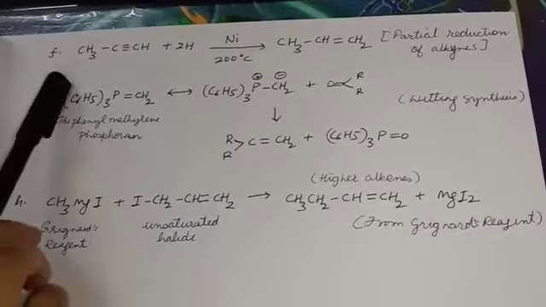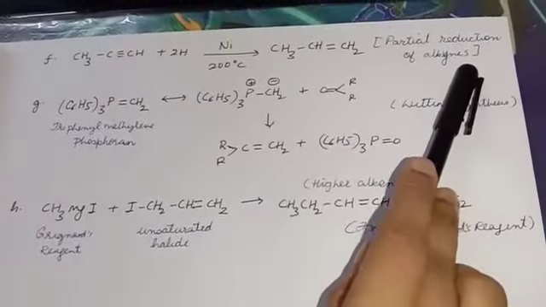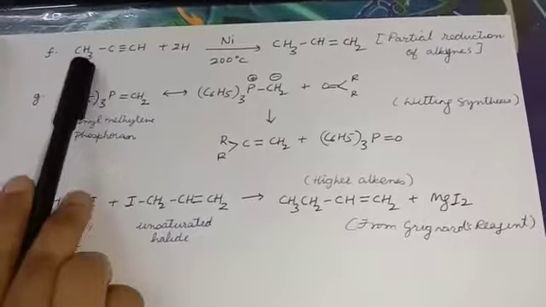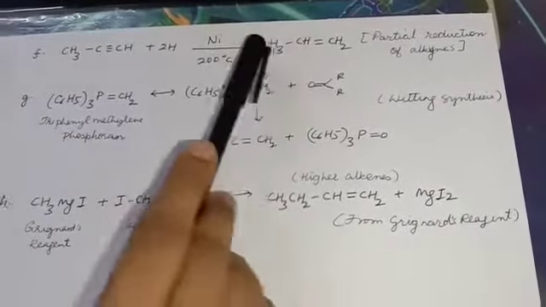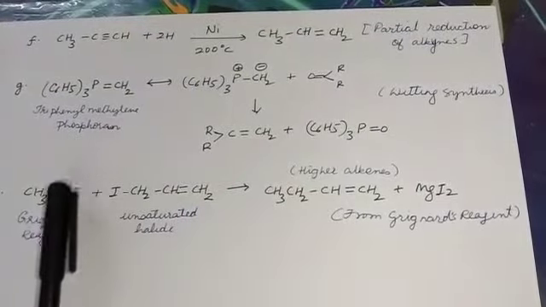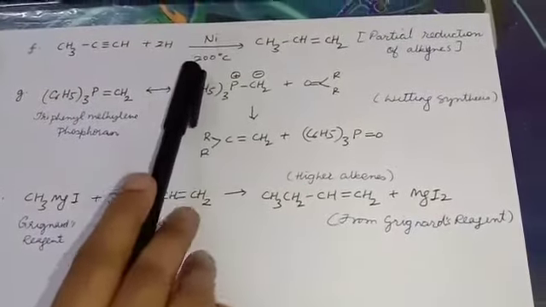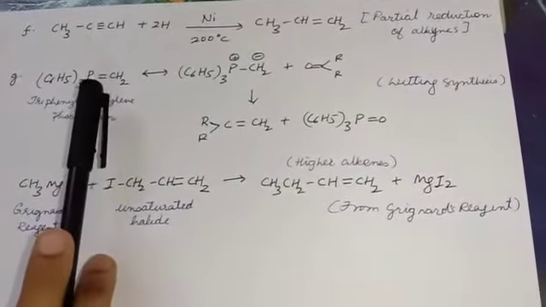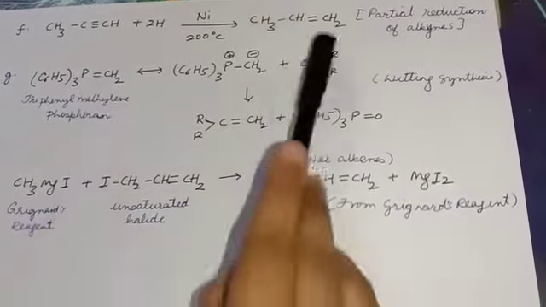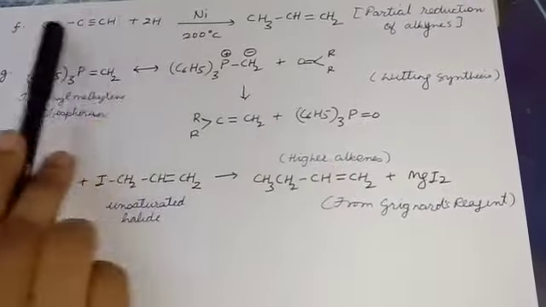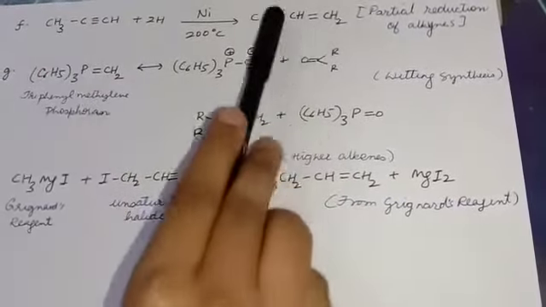So the sixth is the partial reduction of alkynes. Here alkynes undergo partial reduction in the presence of finely powdered nickel at 200 degrees centigrade. This reaction is also known as the Sabatier-Senderens reaction. So alkyne is partially reduced to form alkenes.